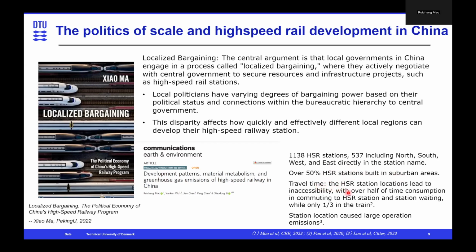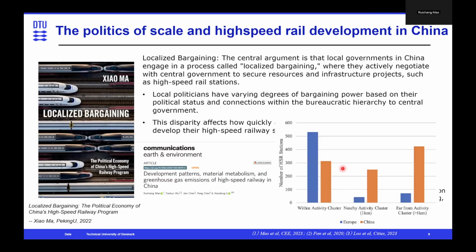time. That is to say, over half of the time consumed in commuting in the high-speed railway system is spent commuting to high-speed railway stations and waiting at the station, while only one third of the time is in the train. That is, station location also causes a lot of operational emissions from commuting to the high-speed railway stations in China. And this is also proved by this paper published in Cities, that China has many high-speed railway stations far from activity clusters.